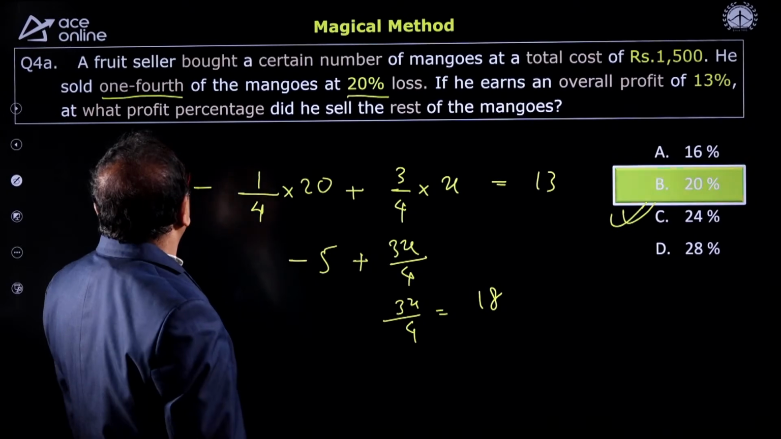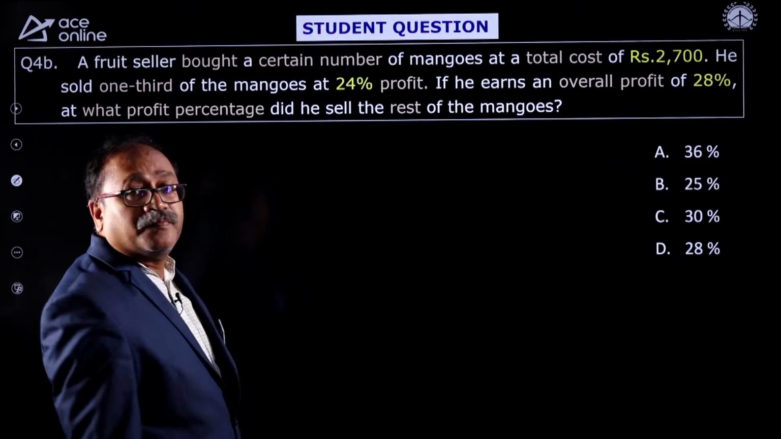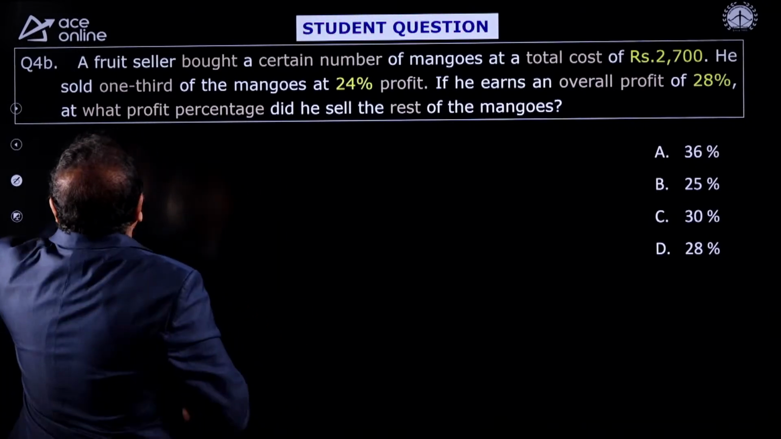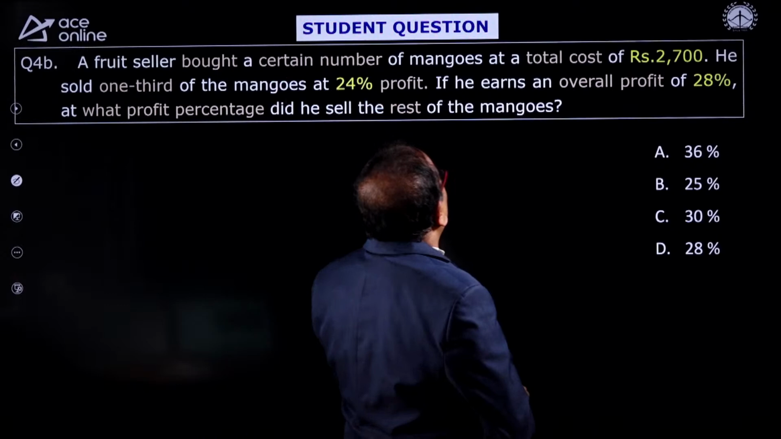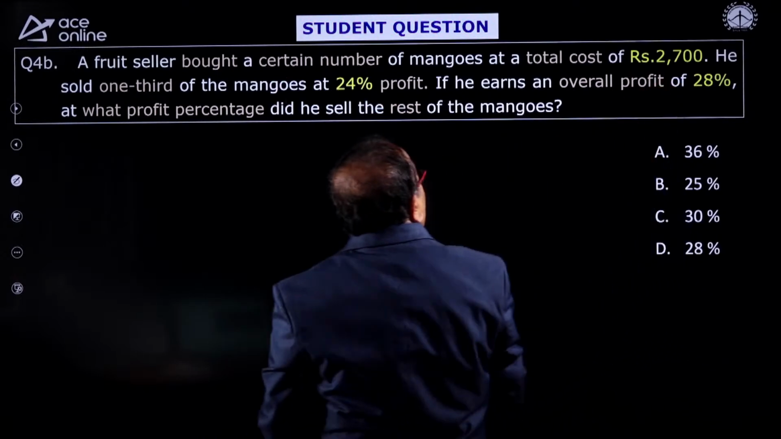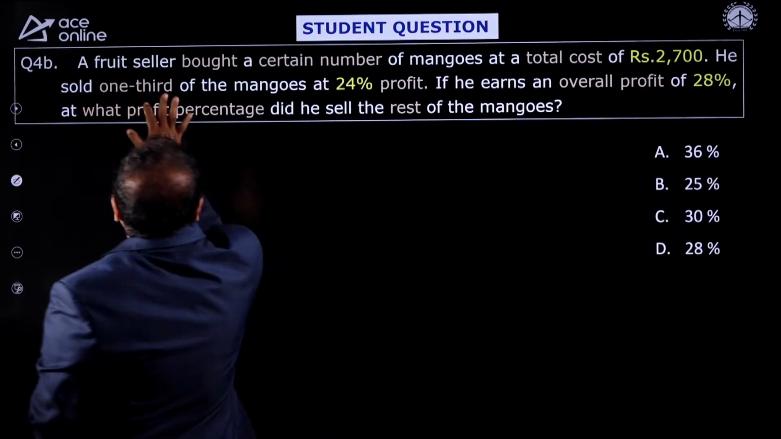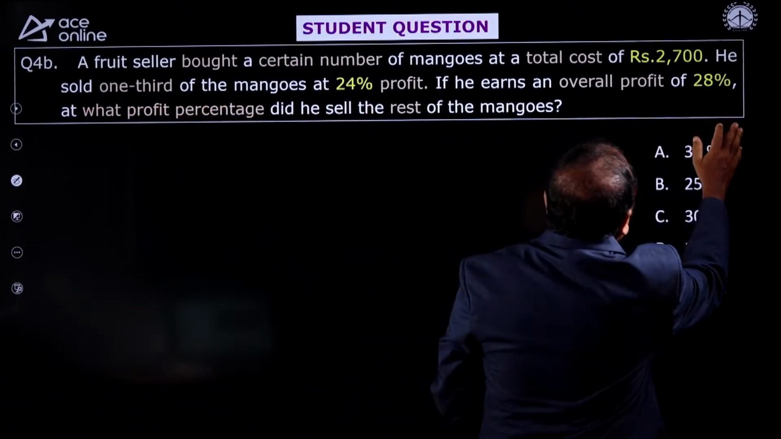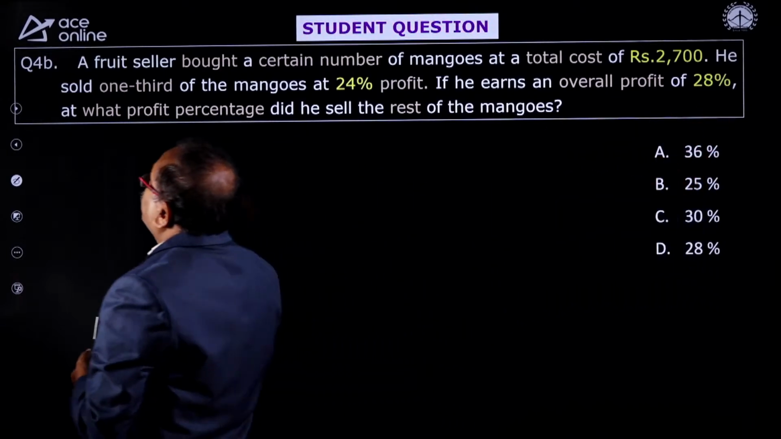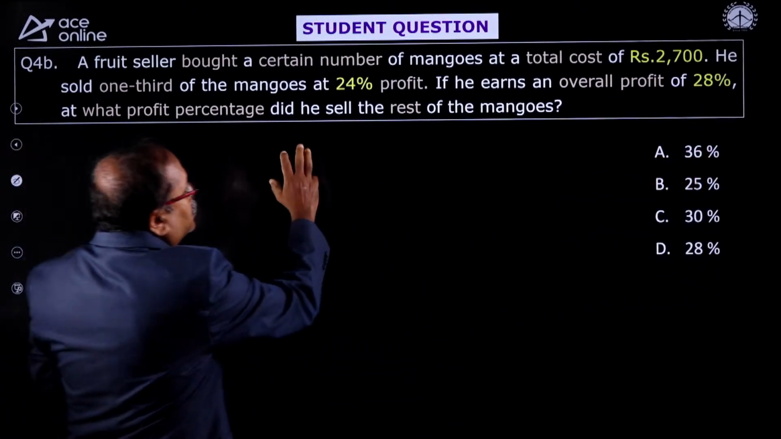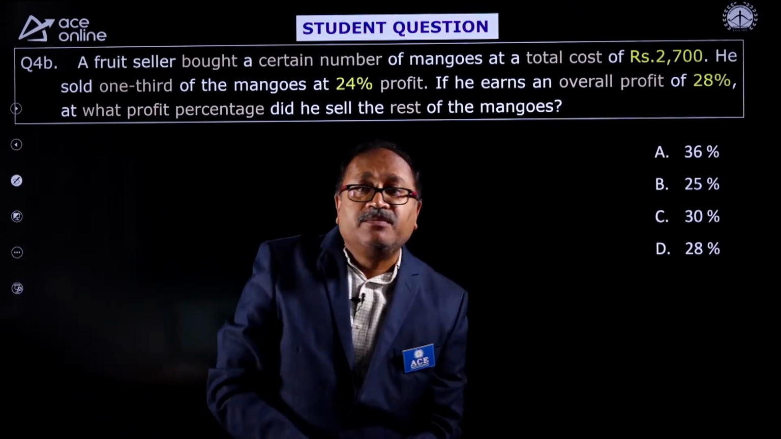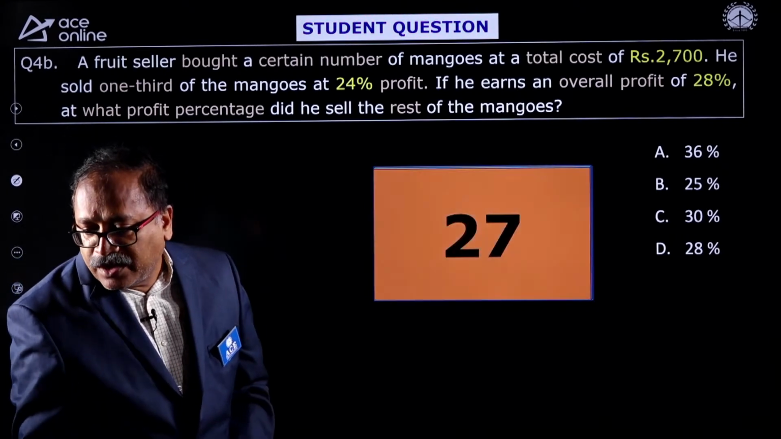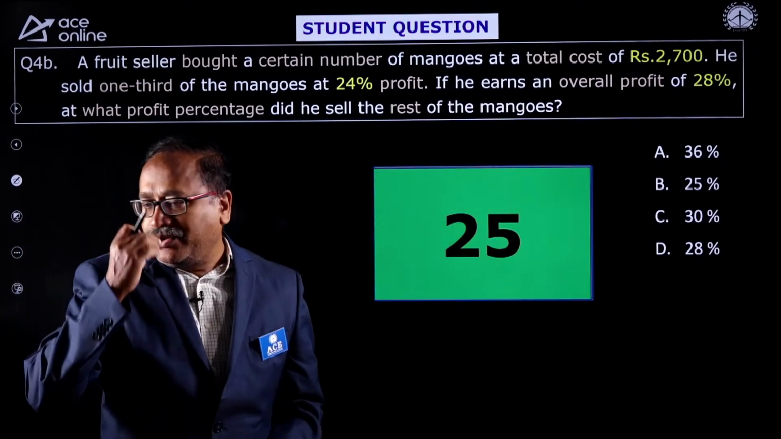And here is the question. Let me read it. A fruit seller bought a certain number of mangoes at a total cost of rupees 2,700. He sold 1/3 of the mangoes at 20% profit. If he earns an overall profit of 28%, at what profit percentage did he sell the remaining mangoes? And here is your time. Anusha, doing well.